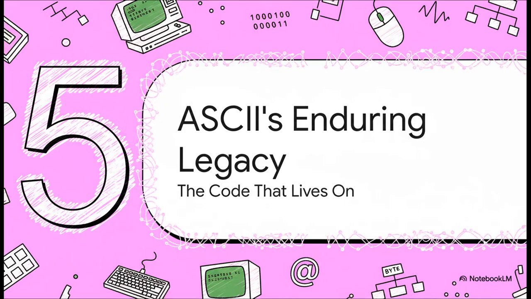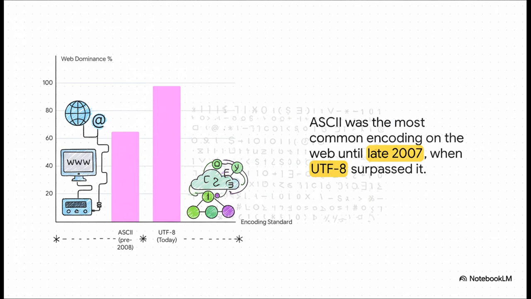So at this point, you might be thinking, okay, that's some cool history, but what does it have to do with today? Well, the truth is, ASCII's legacy is all around us every single day. For decades, ASCII was the undisputed king. It was the language of the early internet, the language of email, of everything. As you can see from this chart, it wasn't until late 2007 that a new standard, called UTF-8, finally overtook it in popularity on the web.